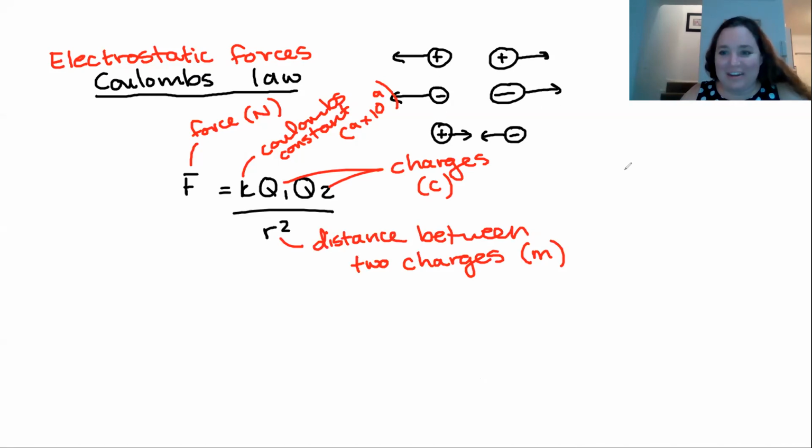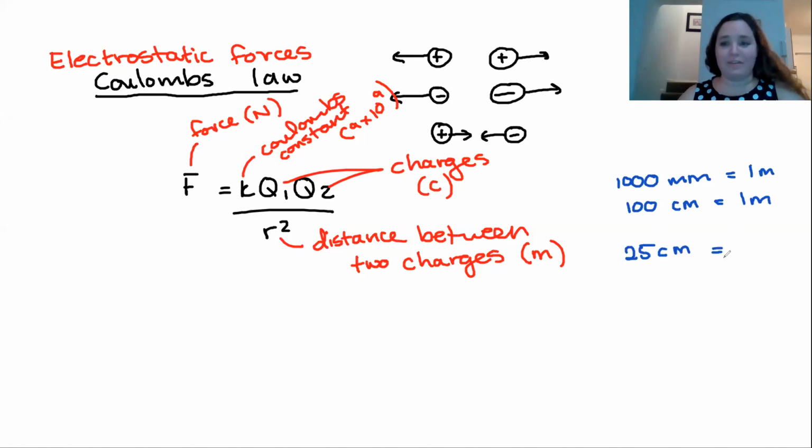I'd like to hope that I don't need to do this, but because I've been teaching for as long as I have, let's just quickly go through it. You need to know that there are 1,000 millimeters in 1 meter, and there are 100 centimeters in 1 meter. So if I tell you that there are 25 centimeters between two objects, I can tell you right now it's 0.25 meters.